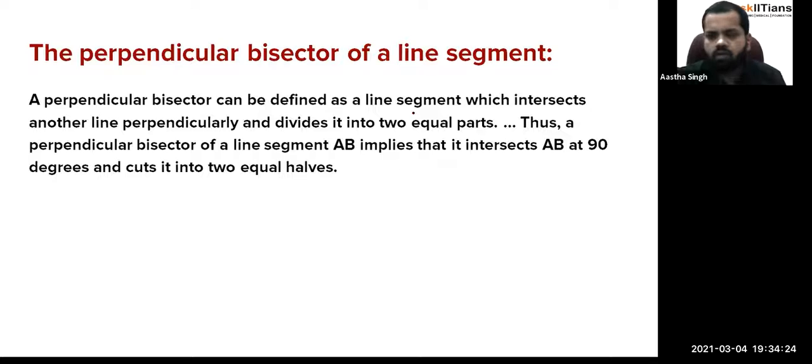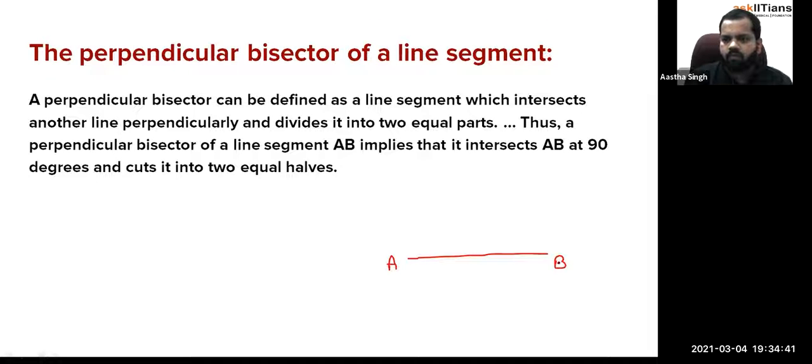Now you have to do what? Construct a perpendicular bisector of a line segment. Guys, a line segment AB is given. Let me just tell you what perpendicular bisector means.